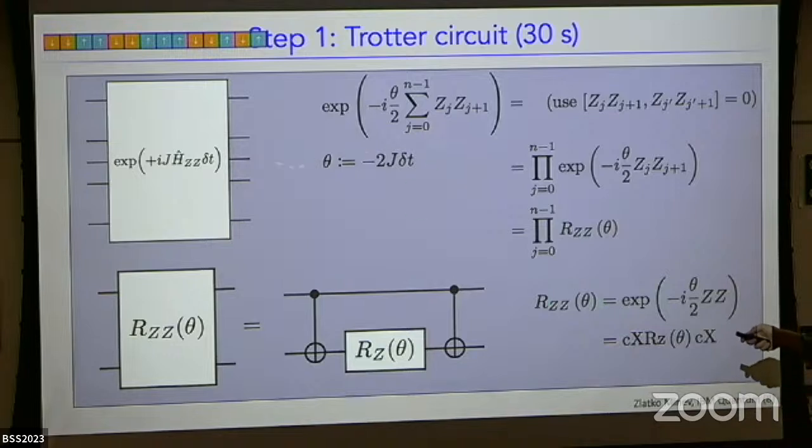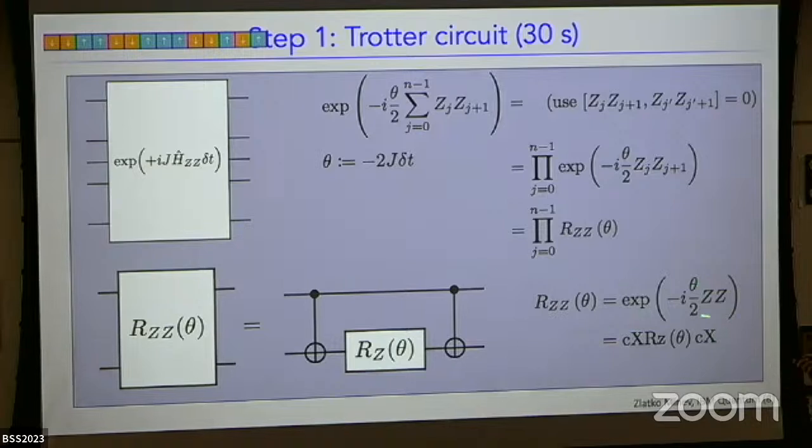And the angle of that rotation is going to be negative two times the interaction strength J times the spacing of our time intervals. That's almost good enough because now we're down to a single two-qubit gate. In general, you can take any two-qubit gate and decompose it into three CNOTs with some single-qubit rotations. There's something called the Weyl chamber, which tells you how complicated it is to take any SU(4) unitary and break it down into different gates.